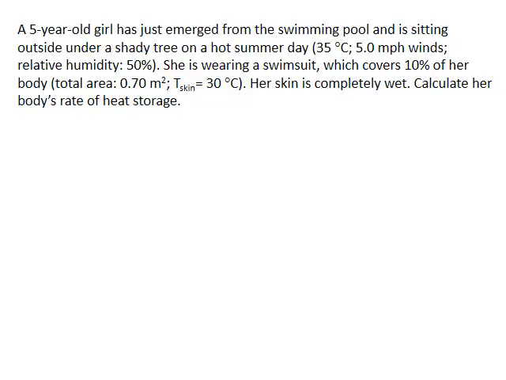So imagine that there's a 5-year-old girl who has just come out of a swimming pool and is sitting outside under a shady tree on a hot summer day. Temperature is 35 degrees Celsius, winds are 5 miles per hour, relatively windy, humidity is 50%, relatively dry. She's wearing a swimsuit covering about 10% of her body. Her total body area is 0.7 meters squared. The temperature of her skin is 30 degrees Celsius. Her skin is completely wet. So we want to calculate her body's rate of heat storage.